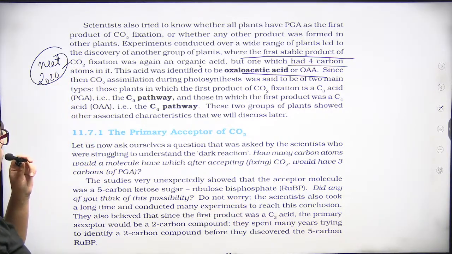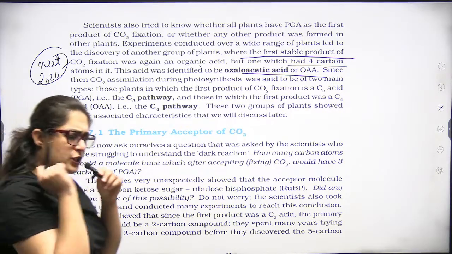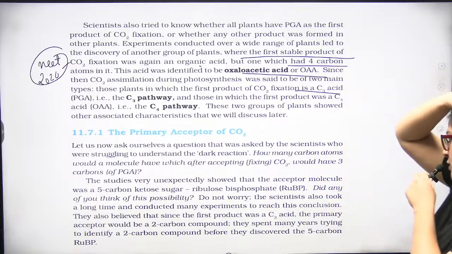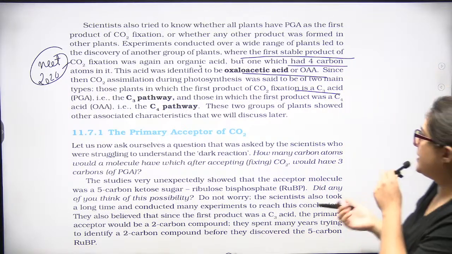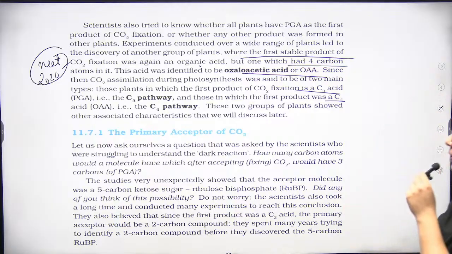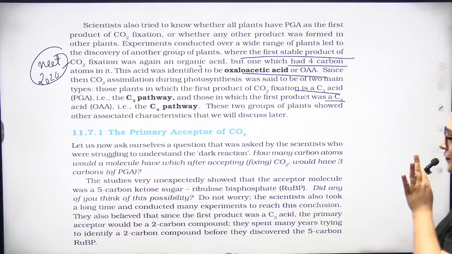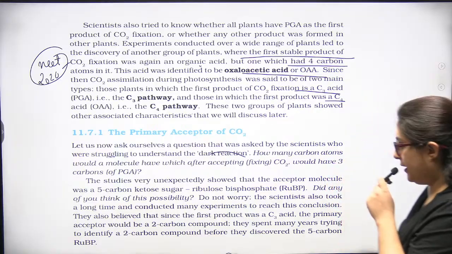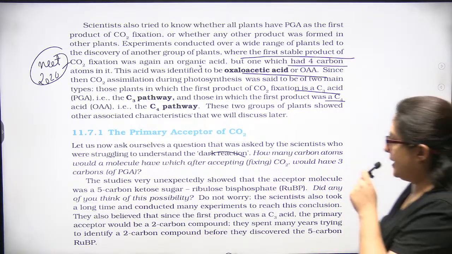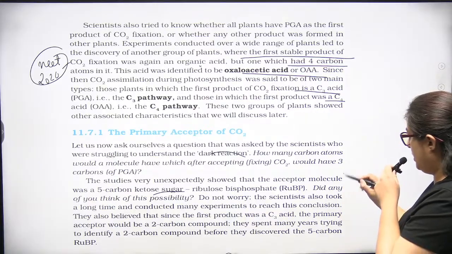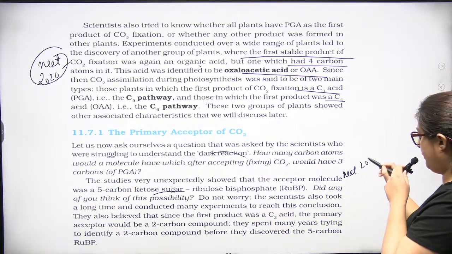Now, CO2 assimilation during photosynthesis. Those plants in which the first product of CO2 fixation is a C3 acid, PGA, follow the C3 pathway, and where the product formed is C4, it is the C4 pathway. The primary acceptor of CO2, the dark reaction, is a 5 carbon keto sugar, very important: ribulose bisphosphate.